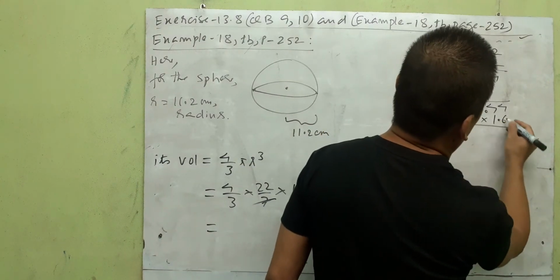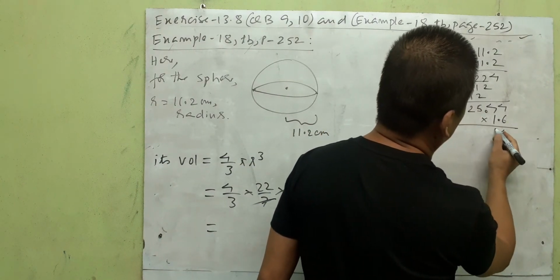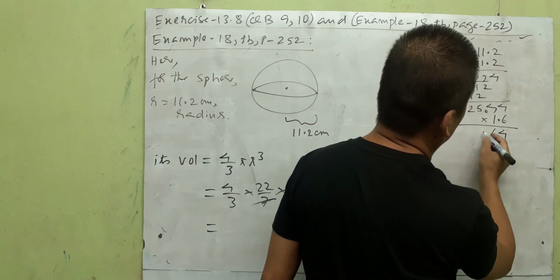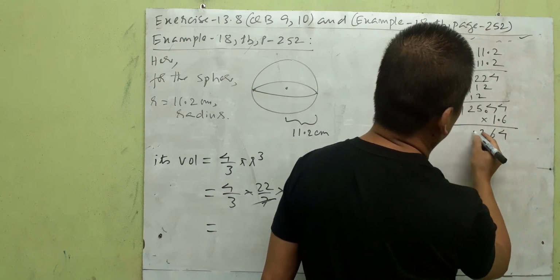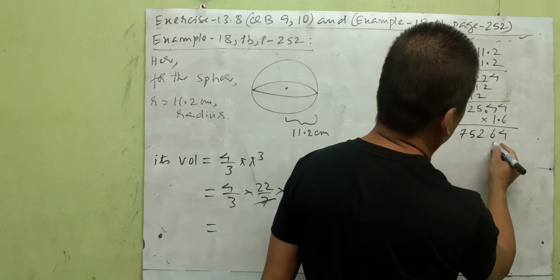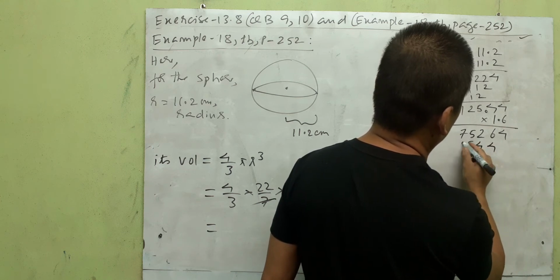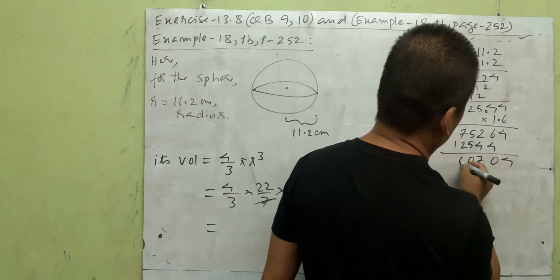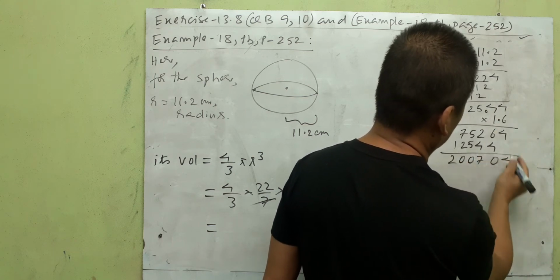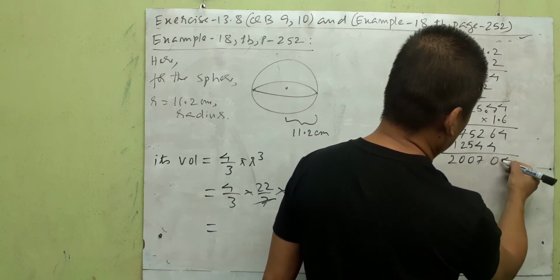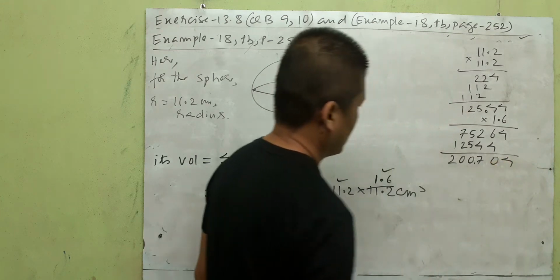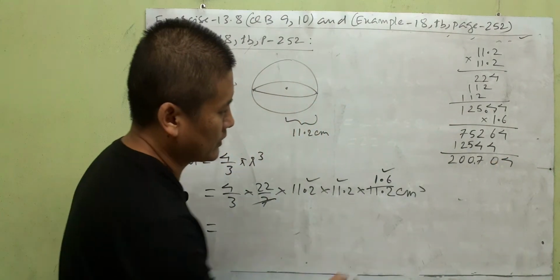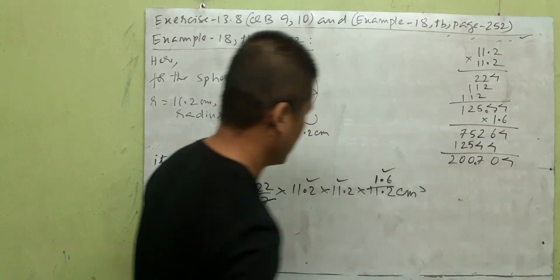1, 2, then the decimal. Then do this one, let's multiply it. 1.6. 6 4s are 24, 2 in hand, 6 4s are 24, 26, 6 5s are 30, 32, 6 2s are 12, 13, 4, 15, 6 1s are 6, plus 1, 7, and so on. So we're getting 200.704. One more number is there, I think.